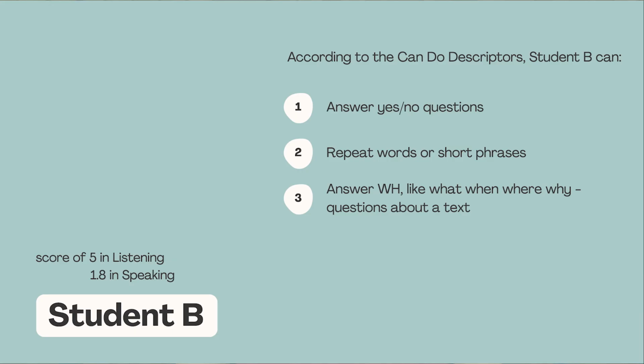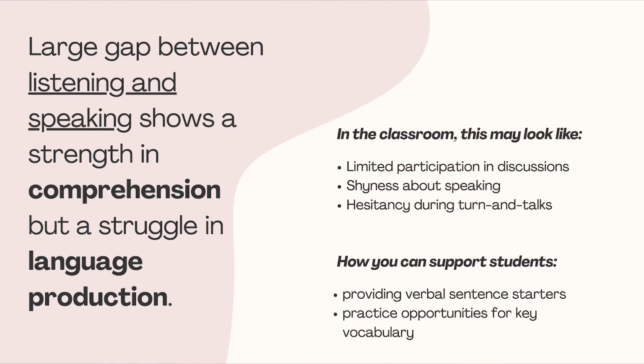Student B scored a 5 in listening, which is above the exiting benchmark of 4.5. However, interestingly, Student B has a 1.8 in speaking. In speaking, they can answer yes or no questions, repeat words or short phrases, and answer WH questions like what, when, where, why about a text. This large gap between listening and speaking shows a strength in comprehension but a struggle in language production.